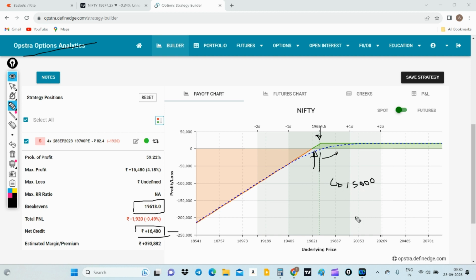With the capital required, how much we had paid, 1,33,000, it is about 10% of the capital deployed. That's how it works. I hope I'm clear with the strategy, how to analyze it, and how to make sure what your ranges are for the trade.